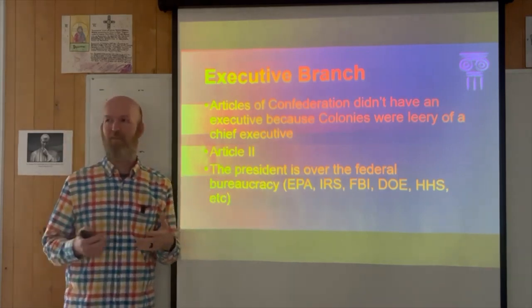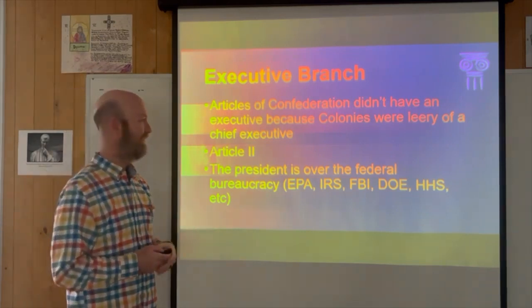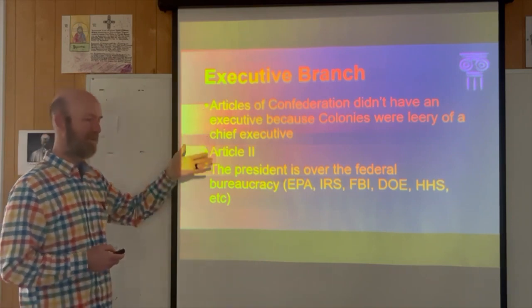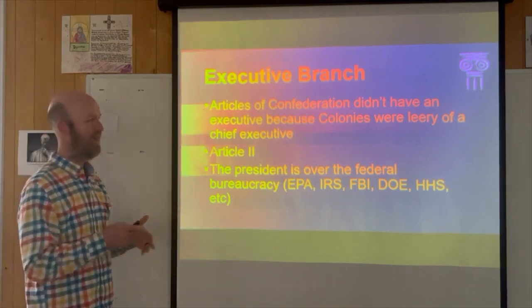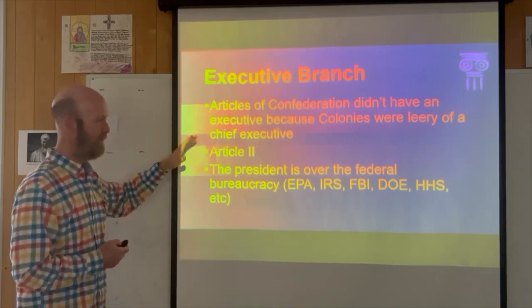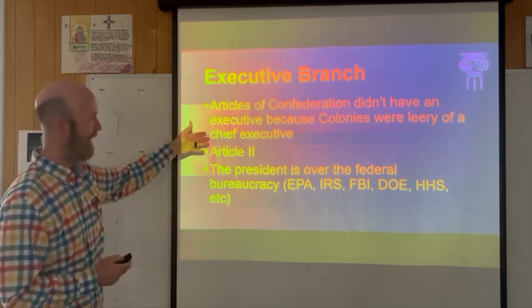This goes back to the idea that the colonies were really leery of having a king. They didn't want a king. They didn't want anyone who could become a king. So the idea of one person in charge, a president, they didn't want that. So the Articles of Confederation didn't have that. But the Articles of Confederation were really weak and fell apart after Shays' Rebellion. So now, as we get into the Constitution, people are recognizing we need a little bit bigger of a government. So now we have an executive branch.